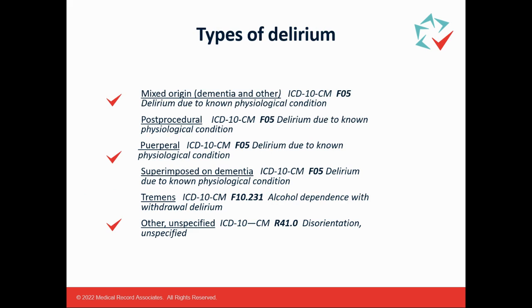So what are the types of delirium? We have mixed origin of dementia and other, and that's code F05. Delirium due to known physiological condition.